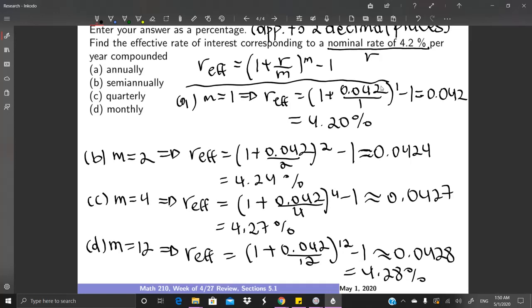All right, so that's it. So we've covered simple interest, compound interest, and effective rates, and that's really all you need to know for the quiz for section 5.1.